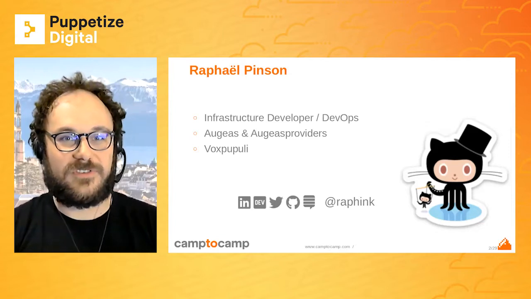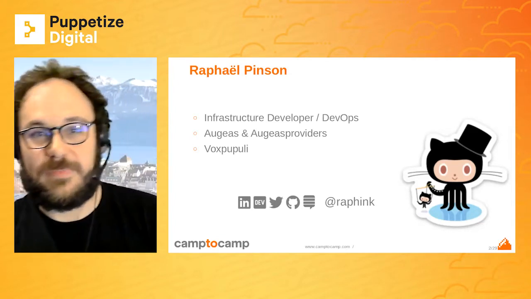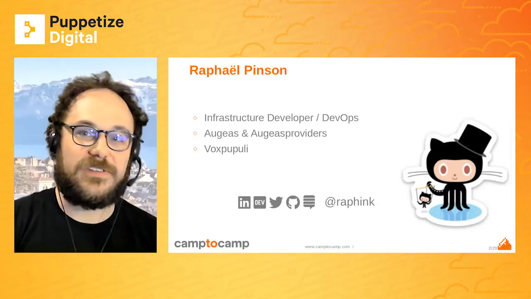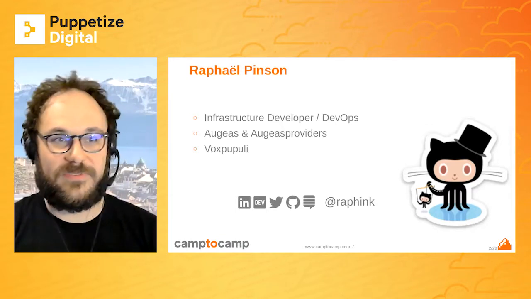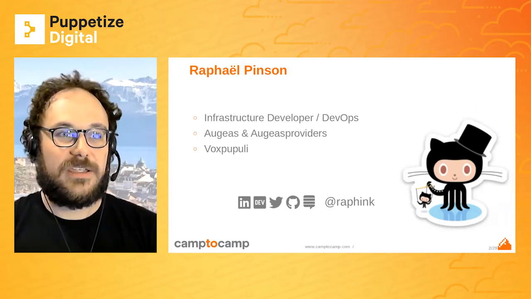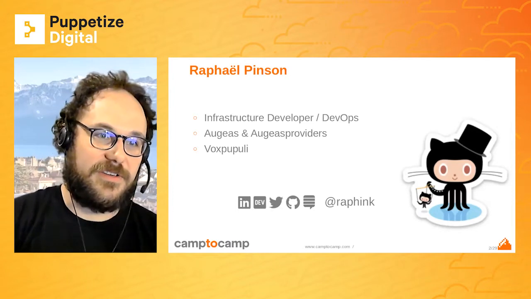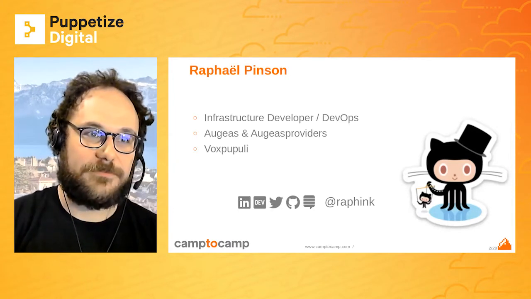I am an infrastructure developer and DevOps enthusiast. I've been using Puppet for roughly 13 years and have mainly focused on file editing with Augeas. I'm also involved in the Puppet community, Vox Populi, since the foundation. And you can find me on the internet under the name Raphaël.